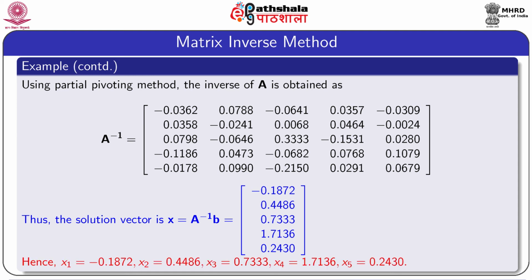And finally, the solution of the system of equations is x1 equal to minus 0.1872, x2 equal to 0.4486, x3 equal to 0.7333, x4 equal to 1.7136, and x5 equal to 0.2430. So, this is the solution of the entire system of equations by using the matrix inverse method.